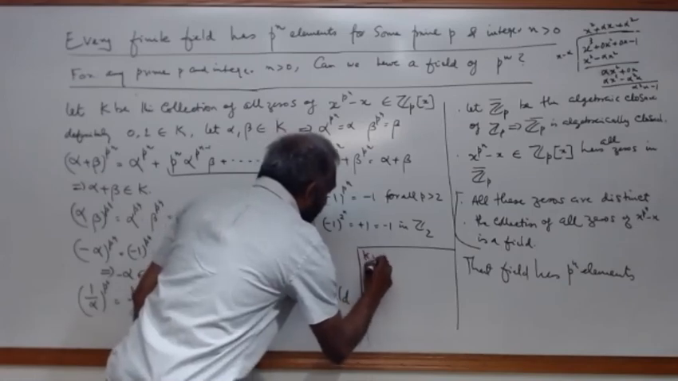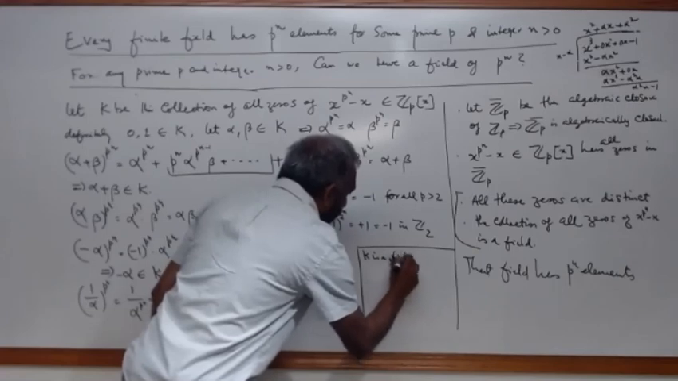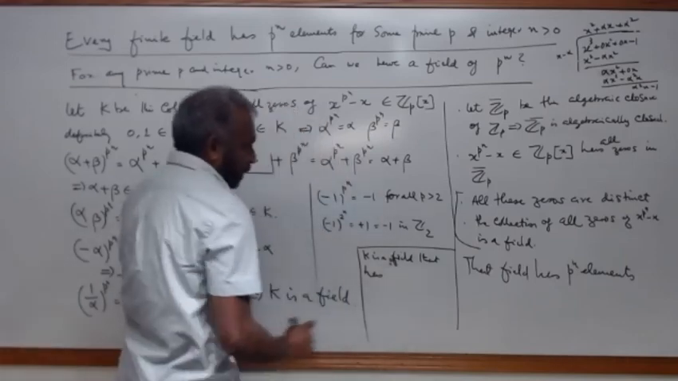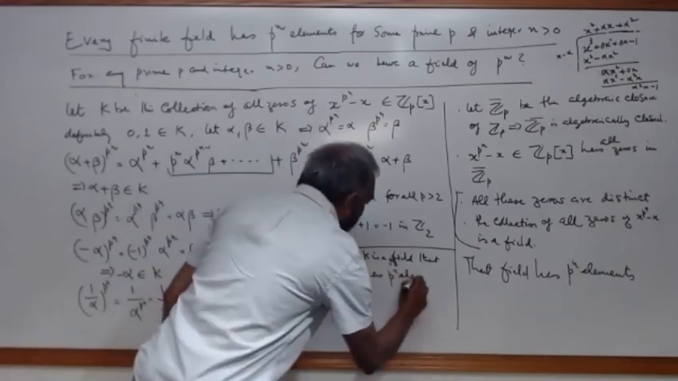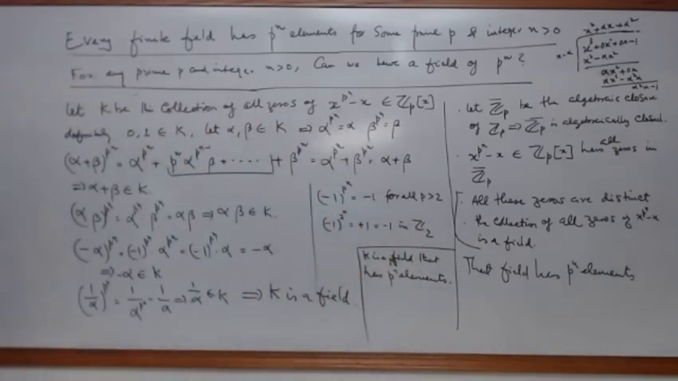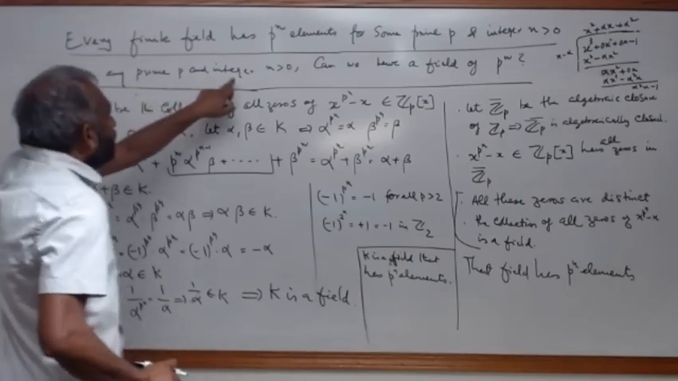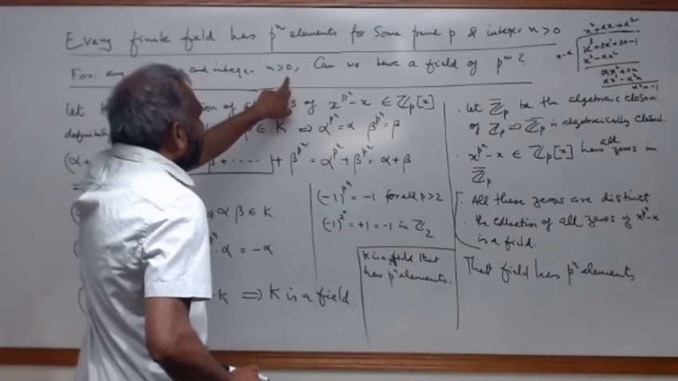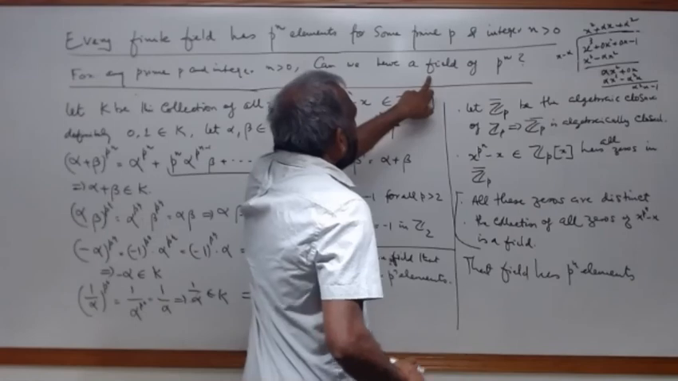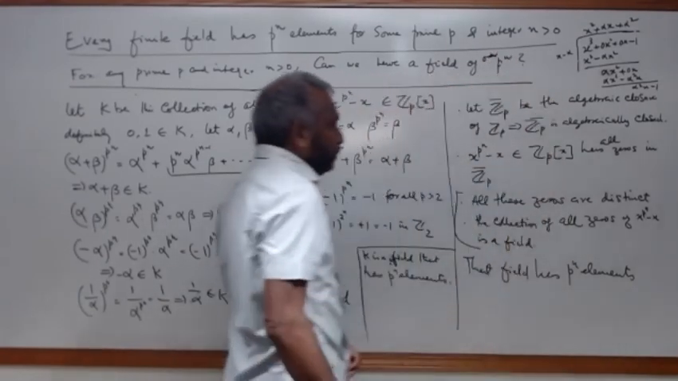So K is a field that has p to the power of n elements. So for every prime p and an integer n greater than 0, we can find a field of order p to the power of n.